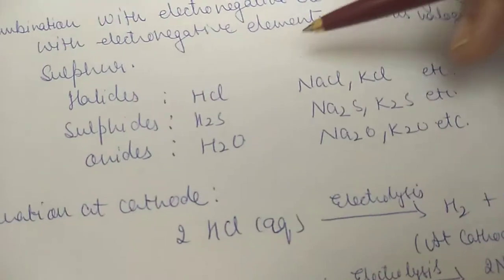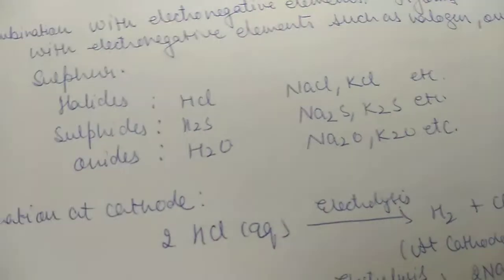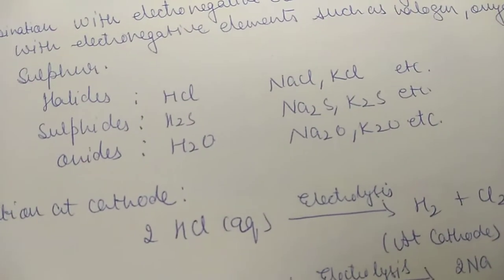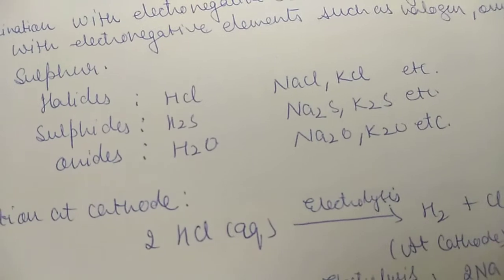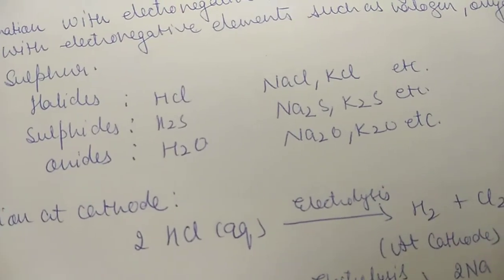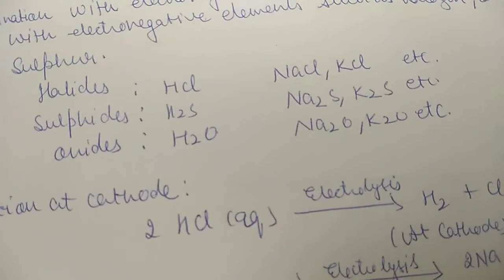Water, hydrogen oxide, whose other name is dihydrogen oxide, is formed by hydrogen, while sodium oxide and potassium oxide are formed by alkali metals.